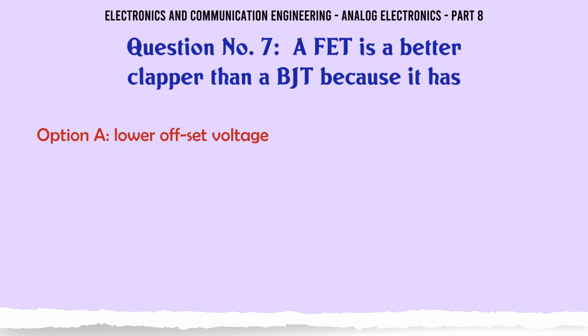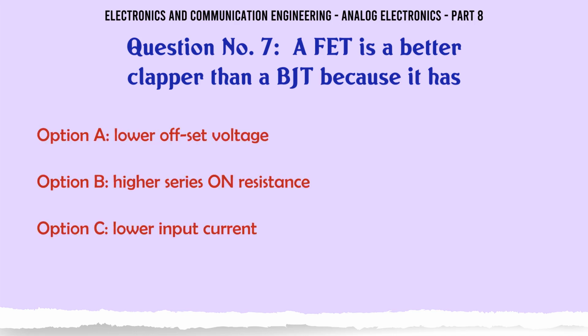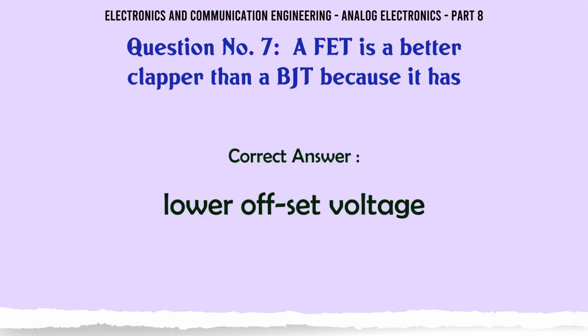A FET is a better chopper than a BJT because it has: A, lower offset voltage. B, higher series on resistance. C, lower input current. D, higher input impedance. The correct answer is lower offset voltage.